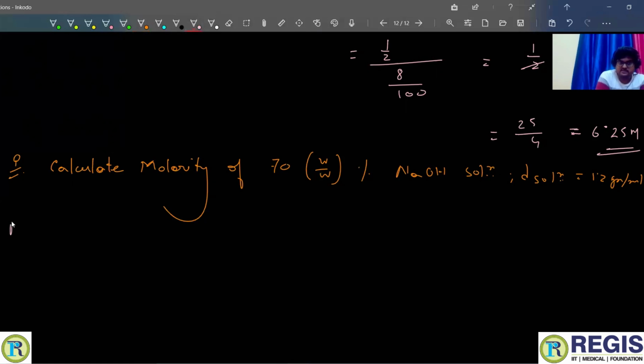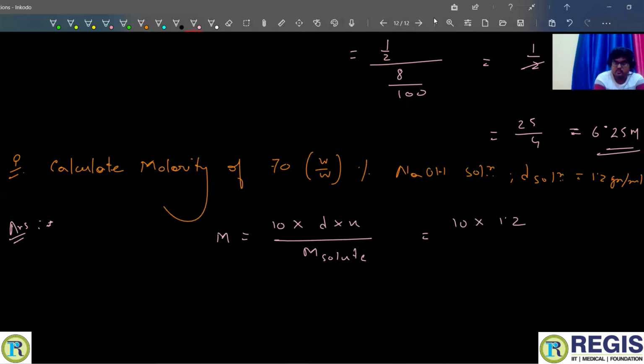Now try to solve it. Just give me some seconds. It will take maximum 10 seconds. Done. Now formula, what is the formula? Molarity equals 10 into D into X by M of solute. Density is 1.2. X value is given 70. What is the molar mass of NaOH? If you calculate, this value becomes 40.